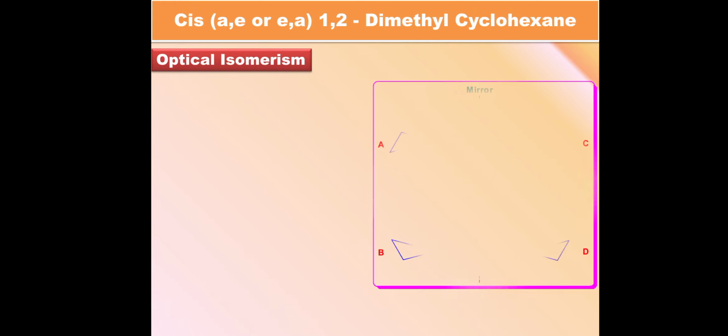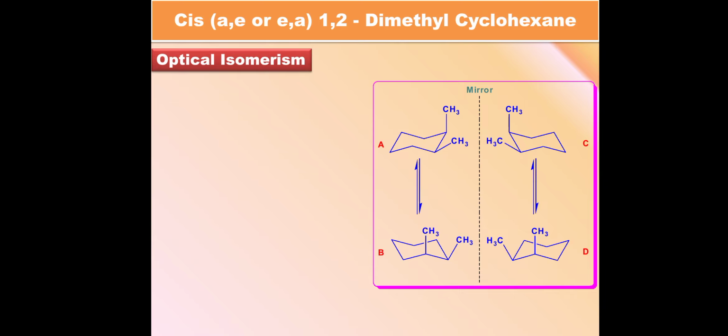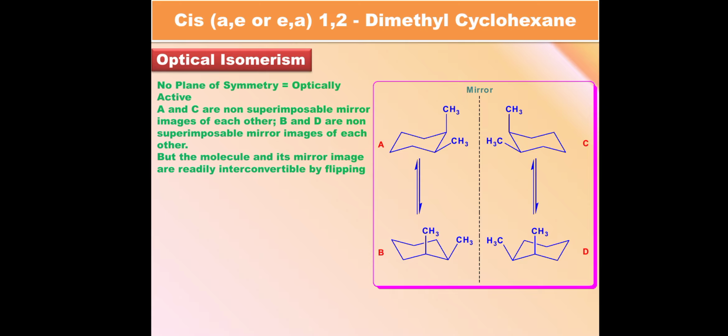If you look at the optical activity of this cis 1,2 dimethyl cyclohexane, either axial equatorial or equatorial axial form, there is no plane of symmetry. Hence, we can say it is optically active. Also, if you draw the mirror images of this A and B, we get C and D as the mirror images of A and B. Those mirror images are non-superimposable with each other. Therefore, again we can say they are a pair of enantiomers.